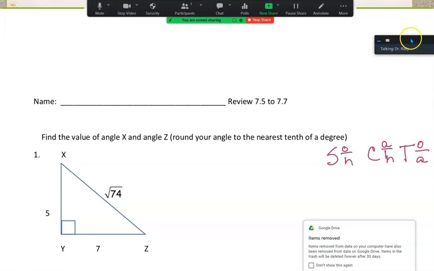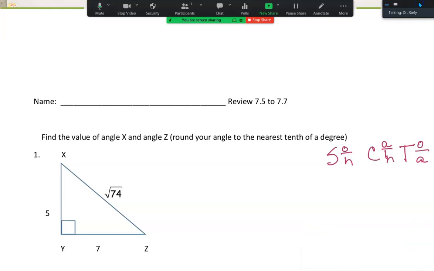In this video, we're going to work on the 7.5 to 7.7 review. So I wrote SOHCAHTOA on my sheet already because I want you to remember you're going to always be thinking SOHCAHTOA when solving right angle trig. Okay, so number one thing, let's look at what we have.